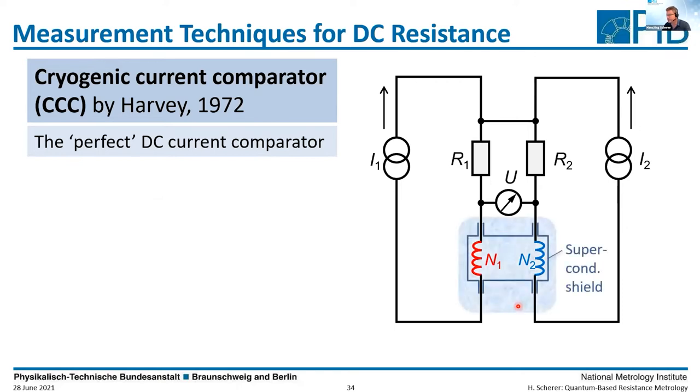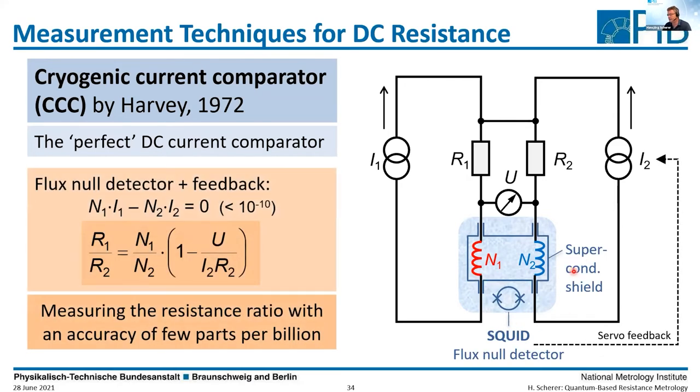And then you would put this into a superconducting shield and equip it with a flux null detector, which we need, which is of course a SQUID, because everything must be in the cold here to make the shield, which is typically of lead, become superconducting. So it's easy to also apply a SQUID for detecting the magnetic flux outside of the shield. And if you then again use this signal from the flux null detector to drive a servo feedback to one of the current sources, you can null the flux outside or inside the tube, as I said, very nicely and much better than in the example before. You can do this with an accuracy better than, in relative units, 10 to the minus 10.